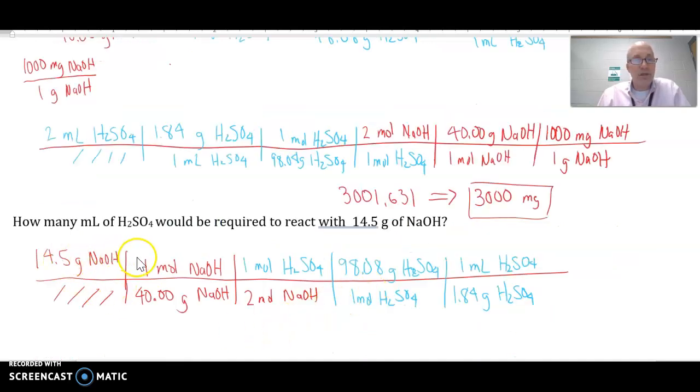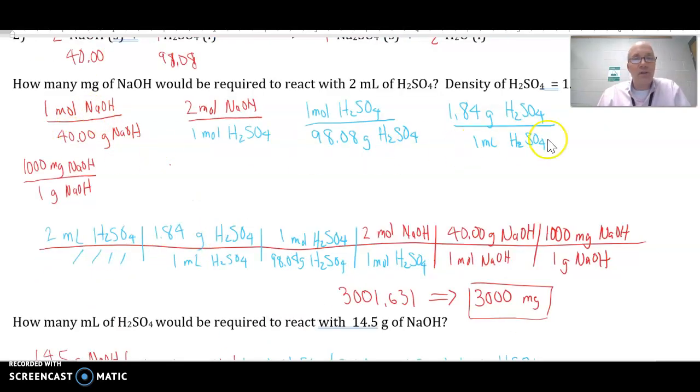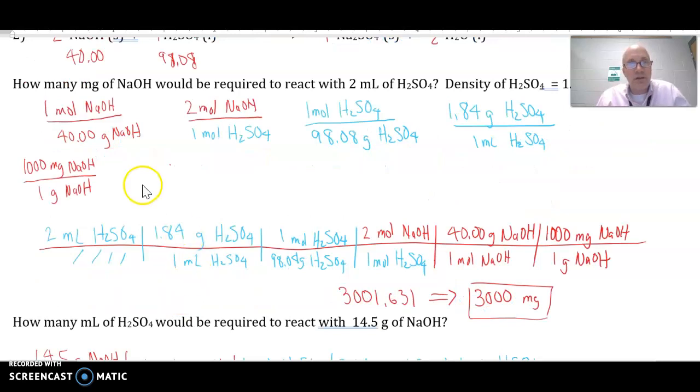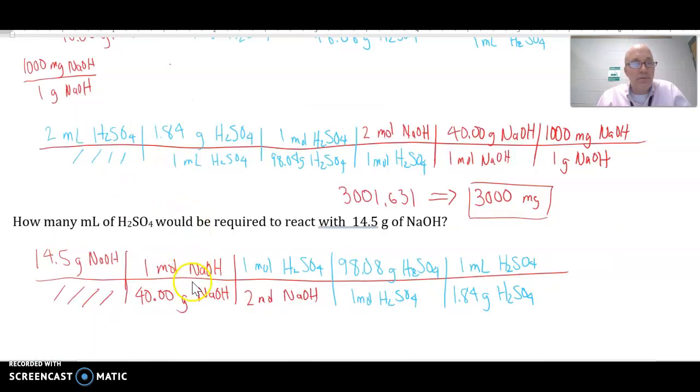In the next problem, what we're going to do, we're going to recycle a bunch of these relationships, and in doing that, you are going to put 14.5 grams of NaOH right here. You can then use this relationship right here. All right. You then use the glue relationship.